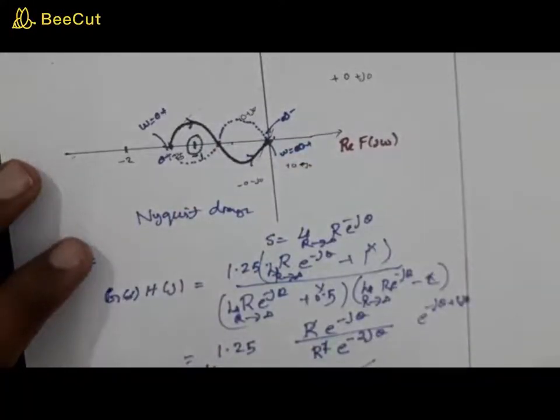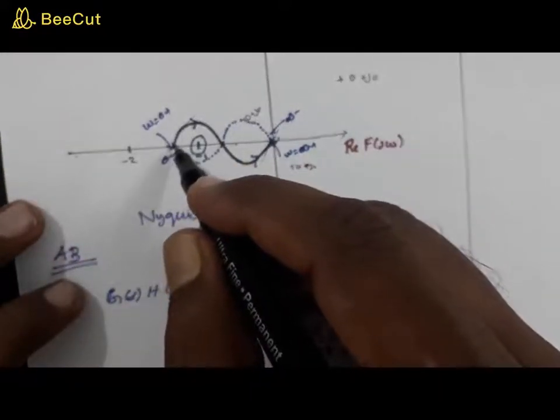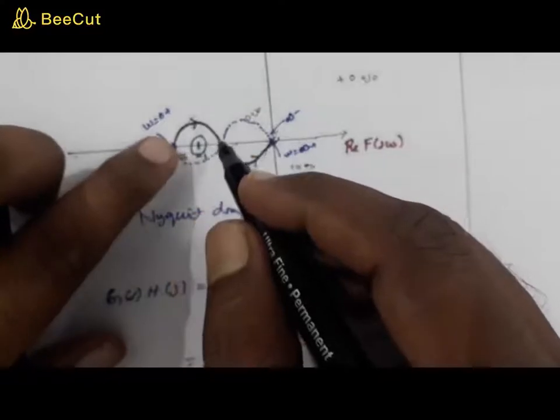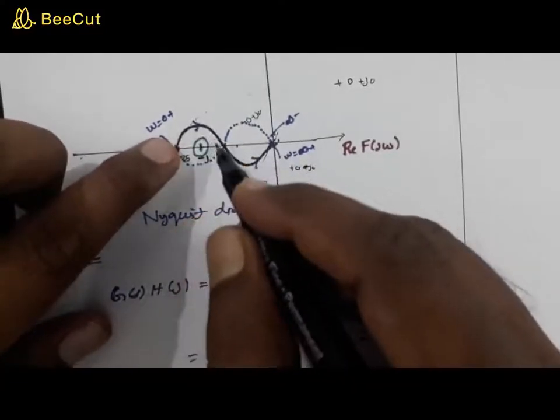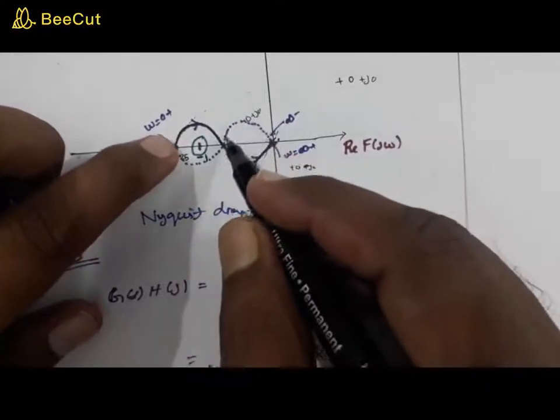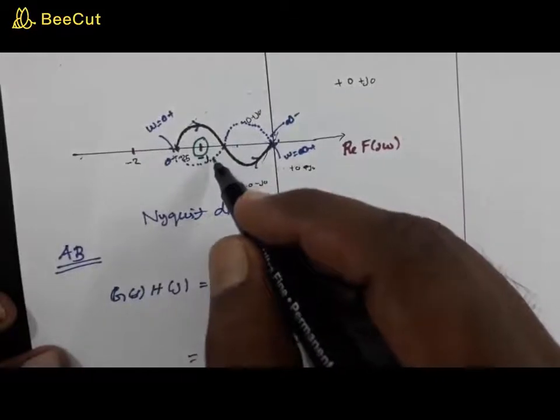So let us see how many encirclements it has. How will you calculate the encirclement? Start from a point and reach, without repeating a step, it will reach over here. So that is one encirclement.